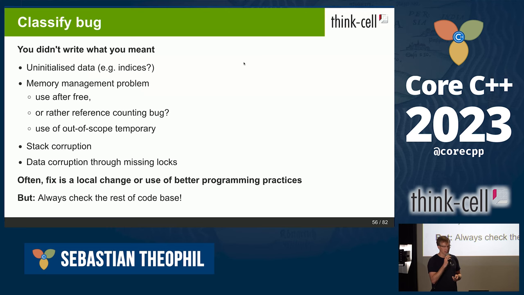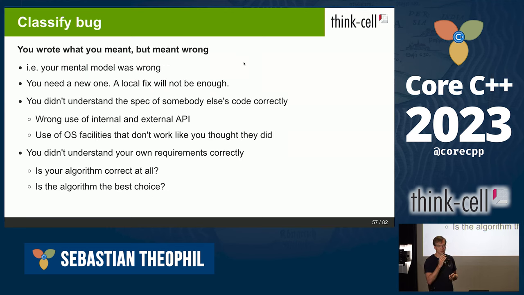Or the other kind of bug is you wrote what you meant, but you meant the wrong thing. Your thinking was wrong. Your mental model was wrong. And you need a new mental model. And you need to go back to the drawing board, as they say, and rethink your entire approach. Maybe you didn't understand the actual task very well. You didn't understand your own specification, the specification of somebody else's tools that you're using. You didn't understand the input data you would get or the output data you were supposed to produce. You didn't understand your own requirements, in other words. You have to ask yourself, is my algorithm choice correct at all? Should I do something completely different? So you have to rethink a lot of your assumptions again.